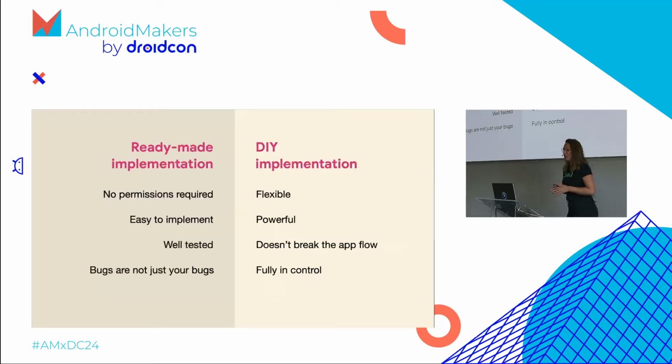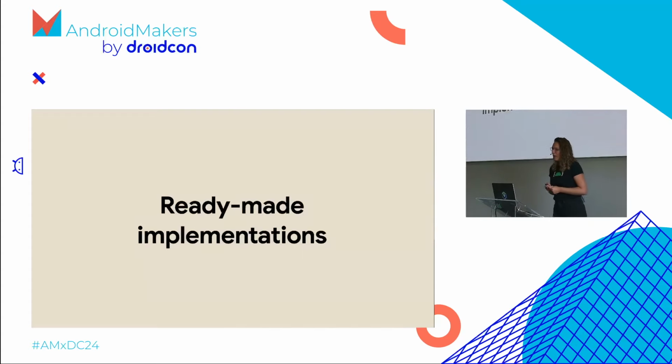And of course, you're fully in control. The bugs are your bugs, so you are also in control of fixing them, and you don't have to wait for a bug in an issue tracker that someone doesn't have time for. So you can go both ways. I think it's good that you start by thinking if you can use one of the ready-made implementations, and then if you decide that it's just not fitting your use case, you can always go back to do it yourself. But let's take a look at how easy they actually are.